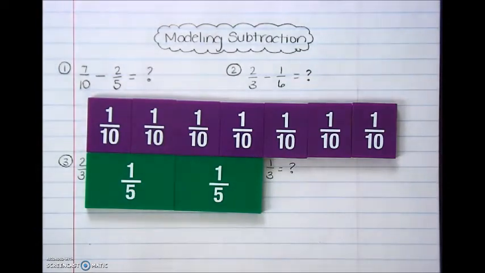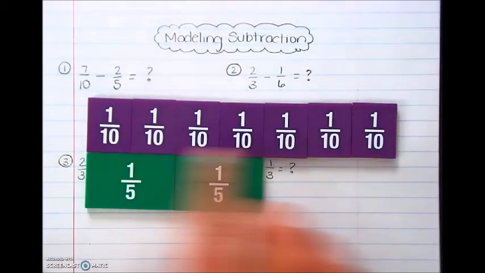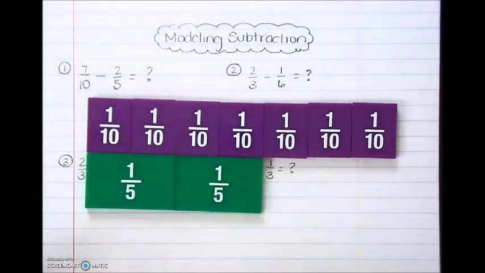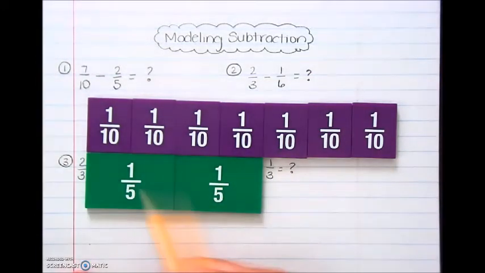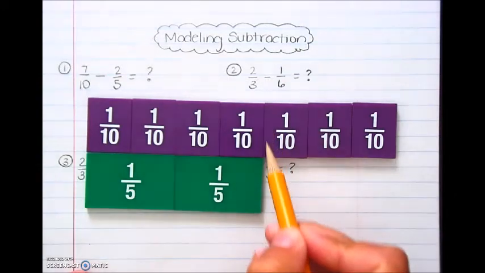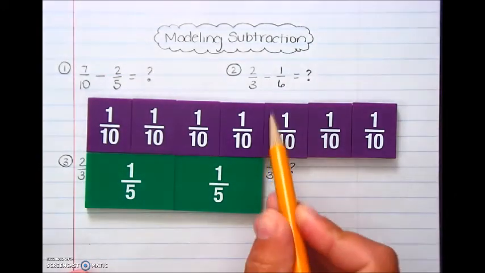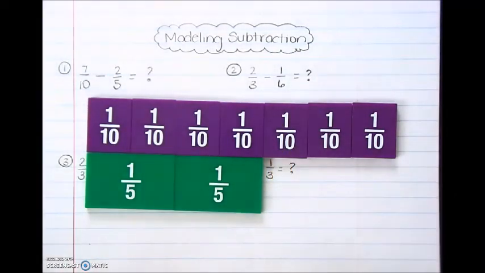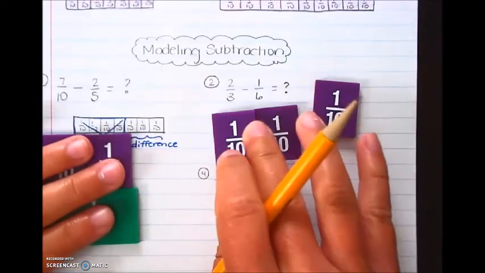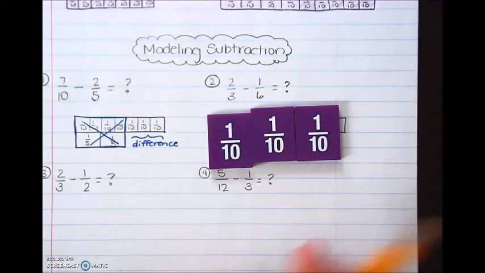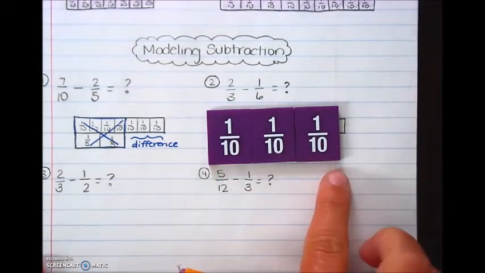Now, sometimes you'll get lucky and your fractions will end up lining up perfectly at one point of the problem. So we can see that these 2/5 line up exactly along the edge of this 10th piece right here. That means I can subtract away these pieces to show that my difference is the 3/10.